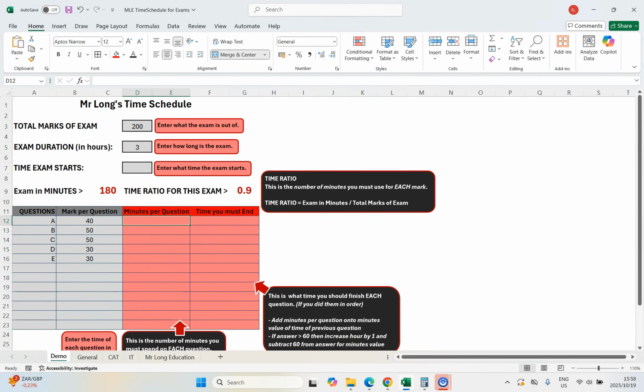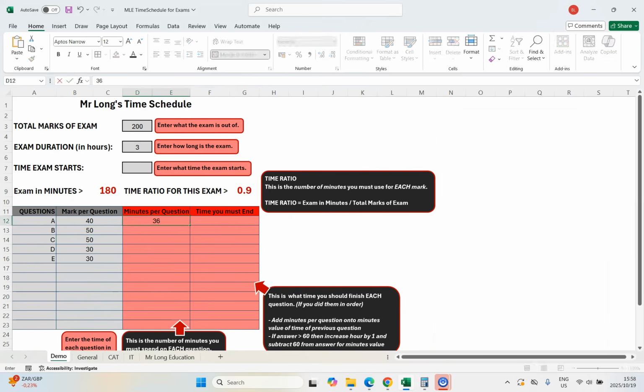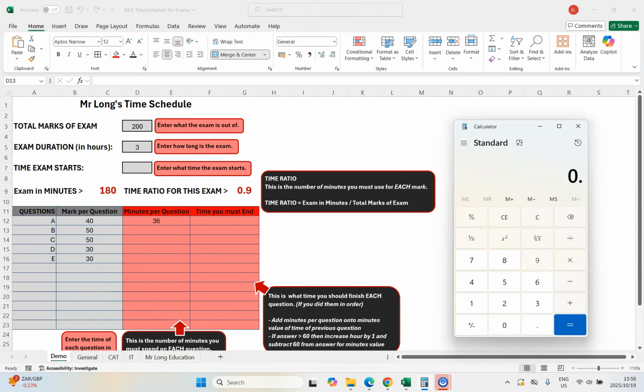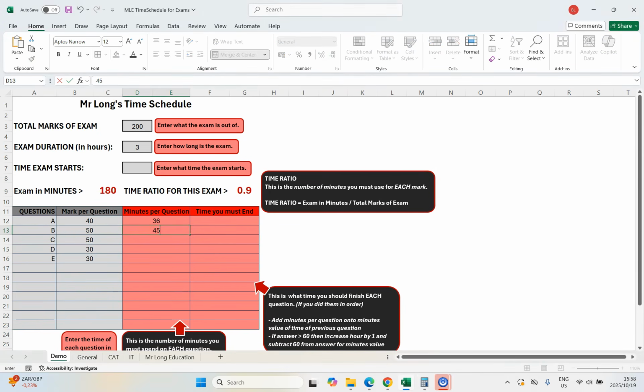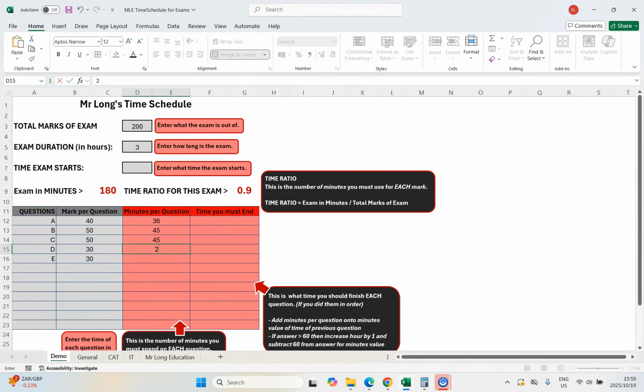If my time ratio is 0.9, all I have to do is multiply this value by that value. So I'm going to take that 0.9, times it by 40, and we know that this question needs 36 minutes. So I'll type in 36 over there. Now we do 0.9 times 50, and we know that a 50-mark question needs 45 minutes, which is nice because I've got two 50-mark questions. So it's 45 and 45. And then a 30-mark question, so that's 0.9 times 30. That's going to take 27 minutes. So there we go.